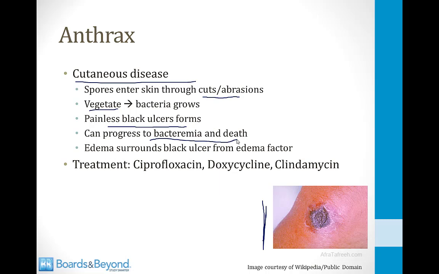And one thing that's very high yield to know is there's usually a little area of edema surrounding the ulcer. You can see it right here. I'm tracking it with my pen right now. It's a little bit of swelling and edema around the ulcer. And that comes from the toxin edema factor made by the bacteria. And you can treat this with antibiotics like ciprofloxacin, doxycycline, and clindamycin.